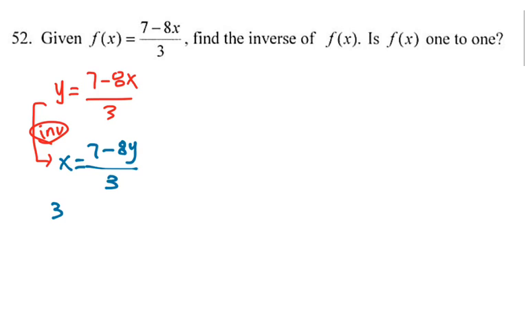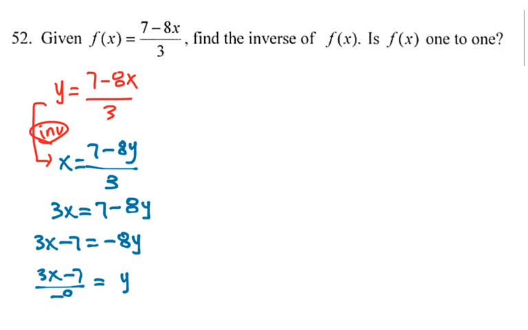Now, in order for us to do that, I'm going to cross multiply them first. So 3x is equal to 7 minus 8y. Then I'm going to subtract 7 from both sides. Then we get 3x minus 7 equals negative 8y. Of course, to have y by itself, we need to divide both sides by negative 8. Now, that's basically what we end up getting.